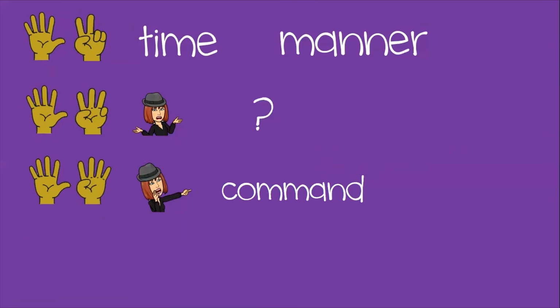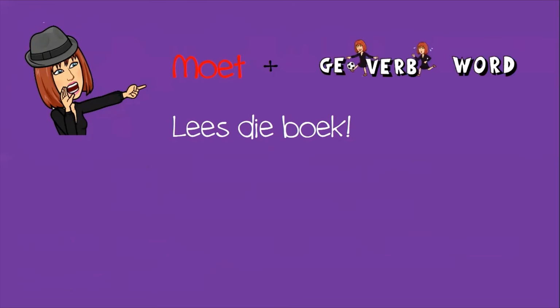Number 9. When we have a command, when we are commanding someone to do something. Lees die boek. That is a command. We're telling someone to read the book. Our verb 1 will be moet, because we are commanding you to do something. You must do it. And then geverb word. So lees die boek. What is the object there? Die boek. And then moet gelees word.